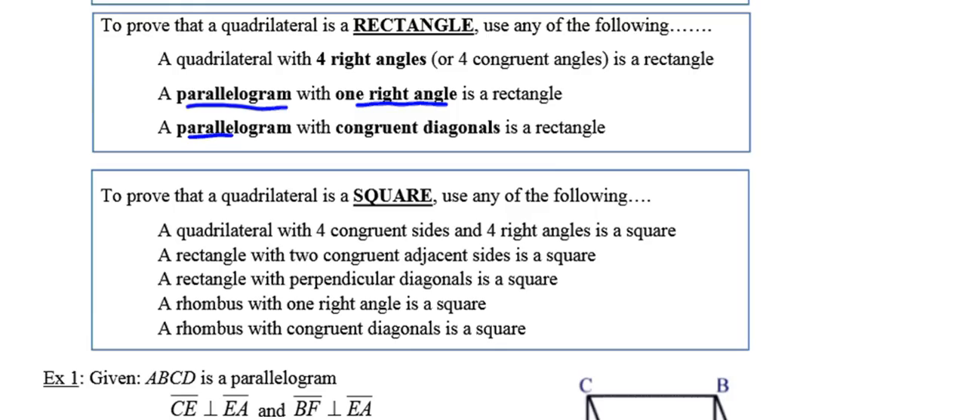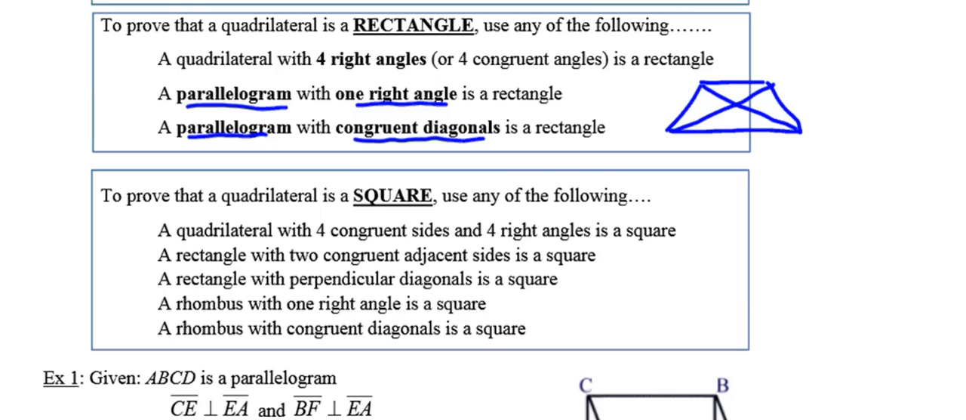Or you can show that it's a parallelogram with congruent diagonals. Keep in mind that the isosceles trapezoid also has congruent diagonals. So you can't say a quadrilateral with congruent diagonals is a rectangle. It has to be a parallelogram first.